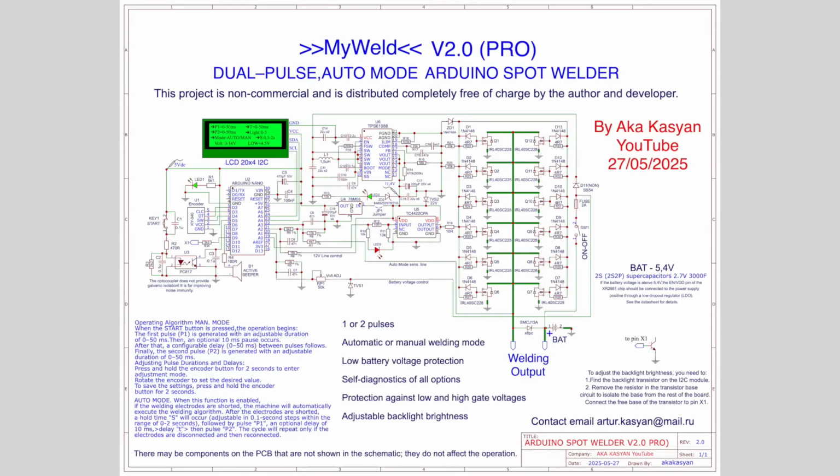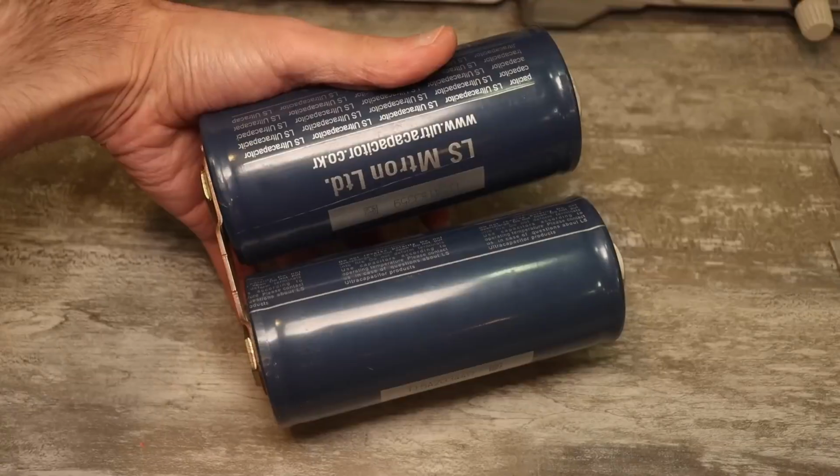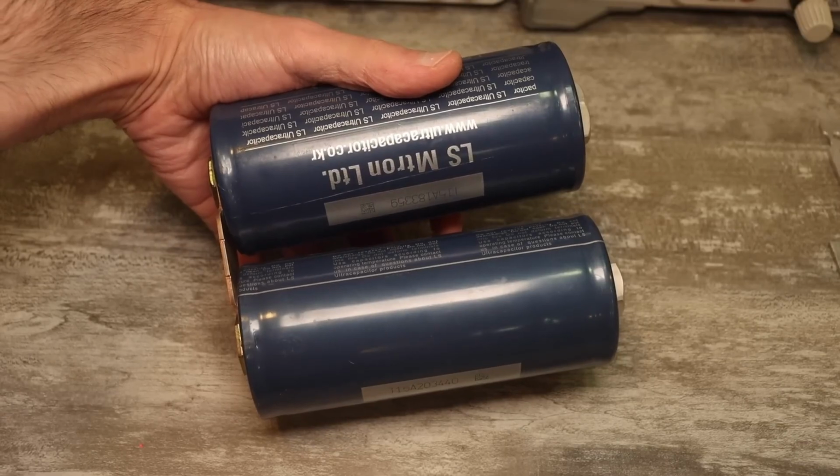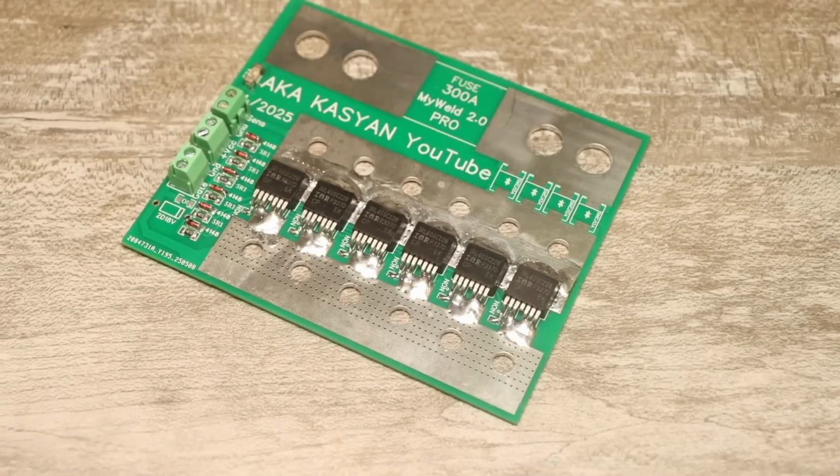The device is a spot welding control system with an integrated power section using powerful MOSFET transistors. The welding current source consists of 2 supercapacitors, 2.7 volts, 3000 farads each, connected in series. As a result, the final voltage of the supercapacitor battery when fully charged is 5.4 volts.